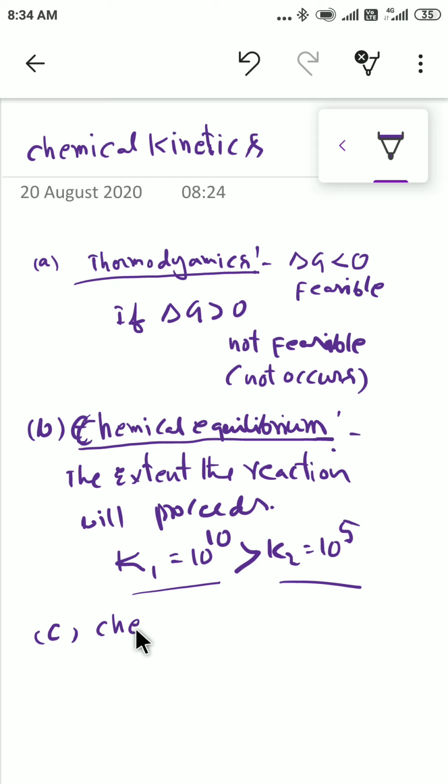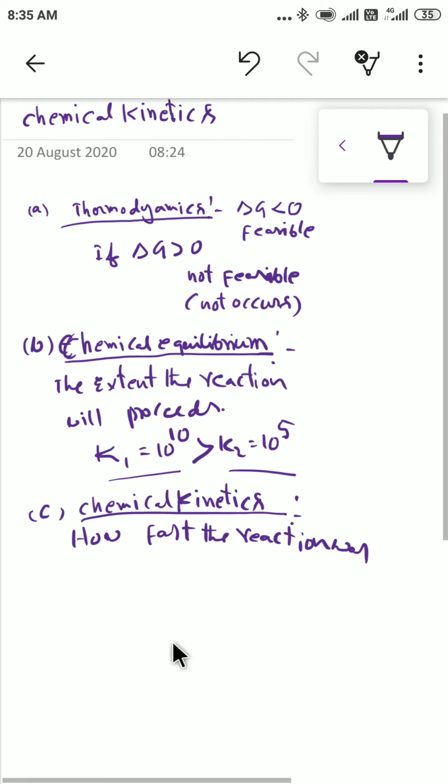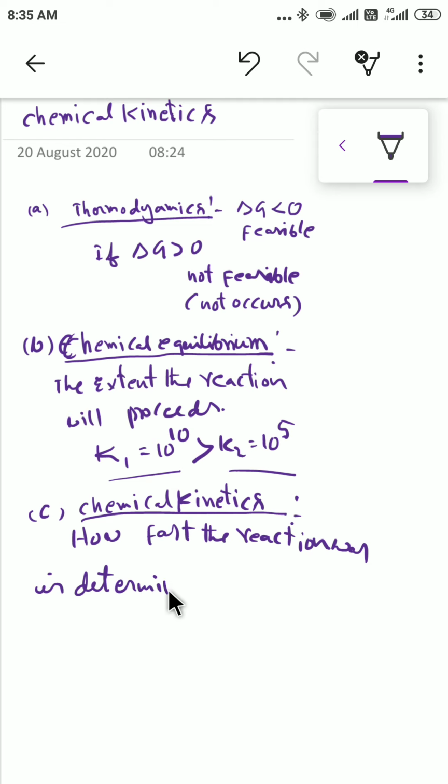Chemical kinetics. What is the meaning of chemical kinetics? Chemical kinetics deals with how fast the reaction is, the fastness of the reaction. How fast the reaction goes is determined by chemical kinetics.